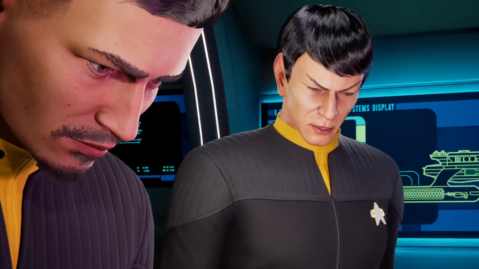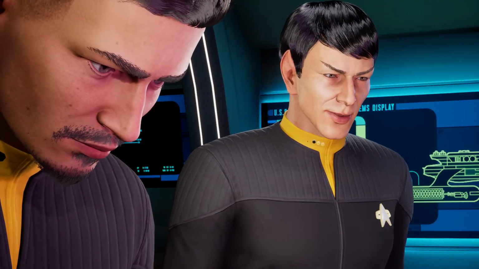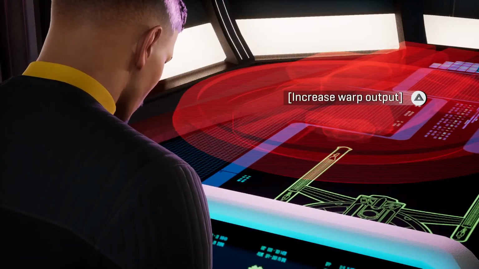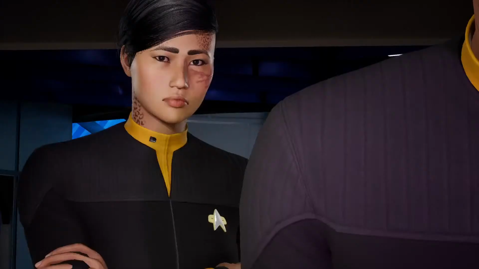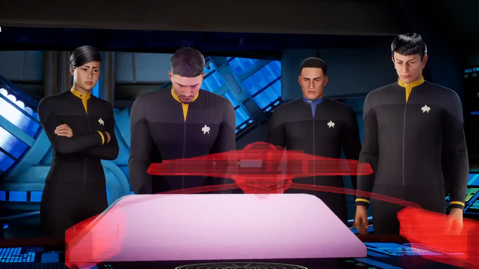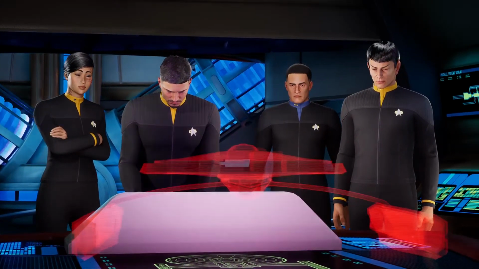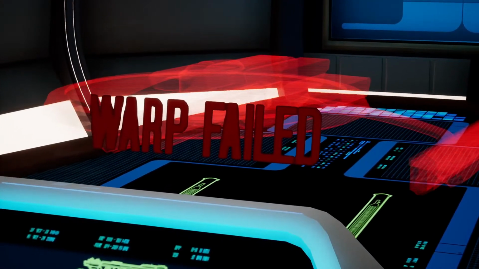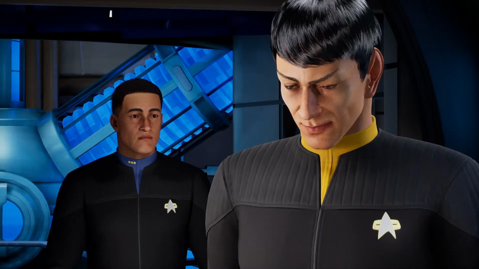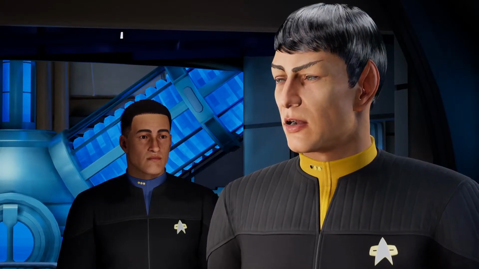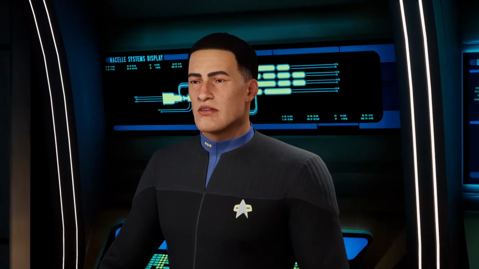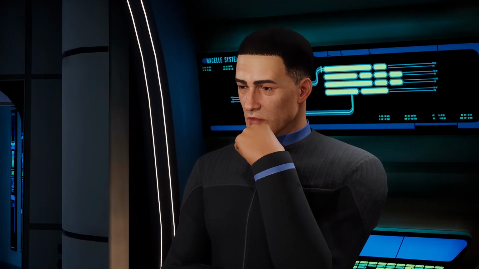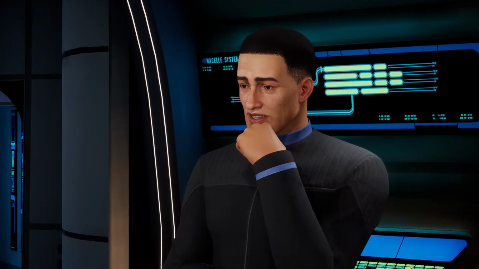Gravitational harmonics failing to resolve. Warp bubble stability degrading. Increase output to maximum. Increasing warp output to maximum. It's happening again. It is evident that presently, the Resolute cannot achieve warp propulsion. Since our diagnostics rule out any problems with our warp systems or anything about the ship, the problem appears to be the fabric of space itself.